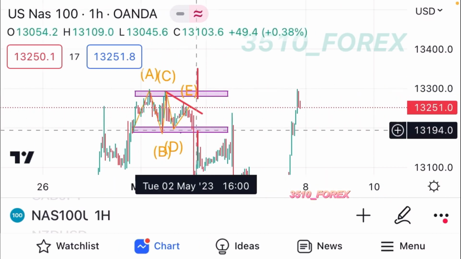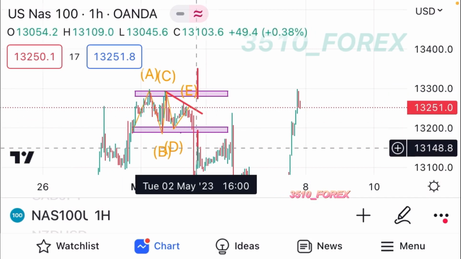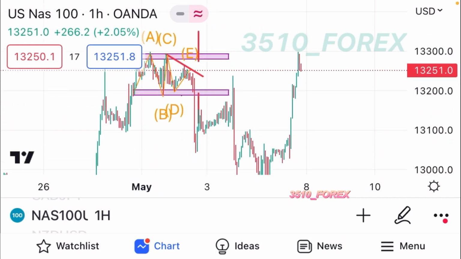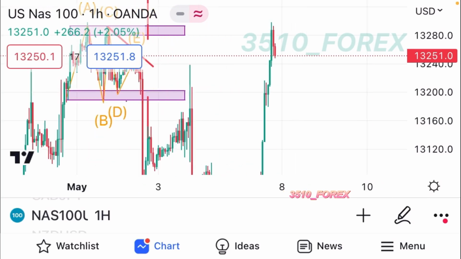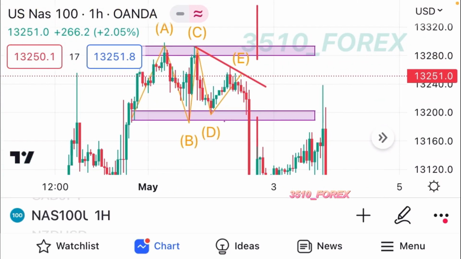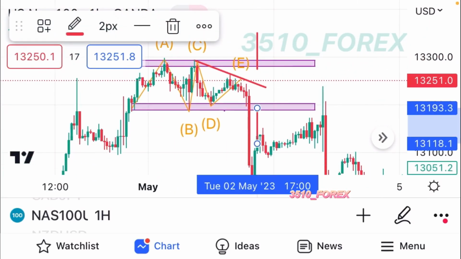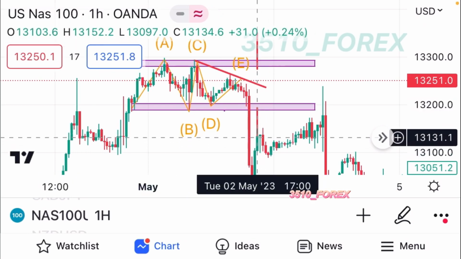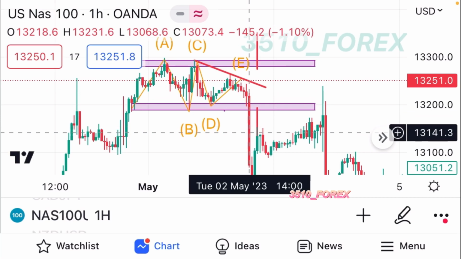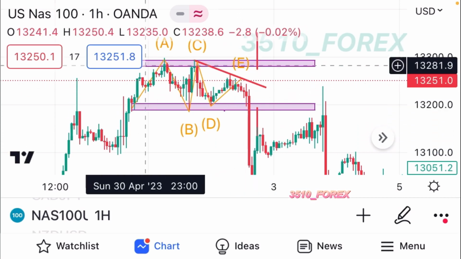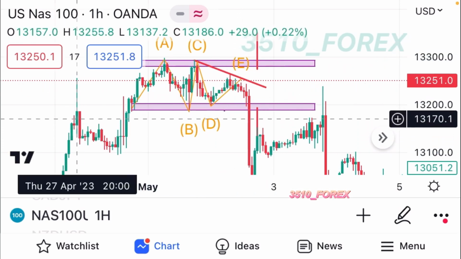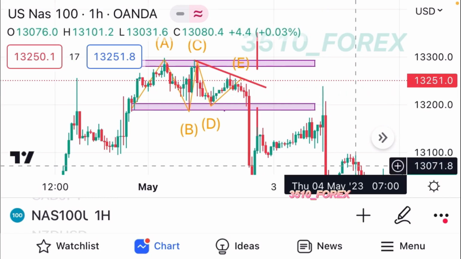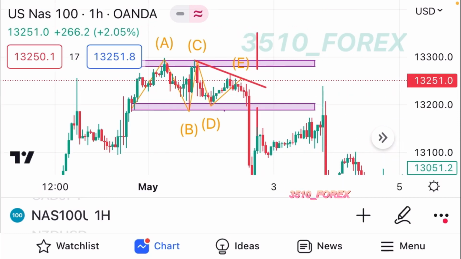It was failing to break, and it did break with a sell, and this was my take profit. Let me show you. This was my take profit right here. So it did break. It formed a head, left shoulder, and then a right shoulder. Then it continued to go down.